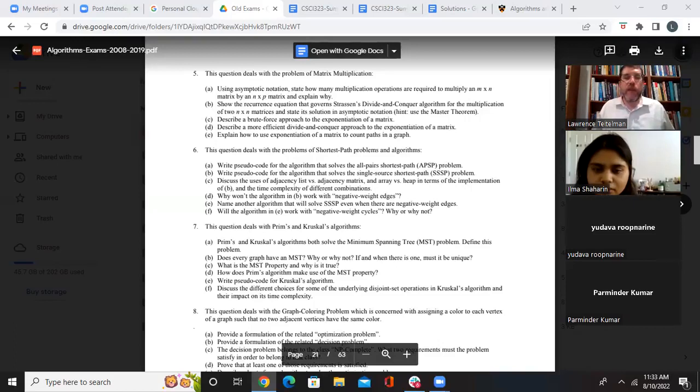Okay, and explain how to use exponentiation of a matrix to count paths in a graph. We talked about that before, just mention it again. If I take a to the p, for example, it will tell me how many paths of length p exist between i and j. So a to the p, entry ij, tells me the number of paths of length p between vertices i and j.